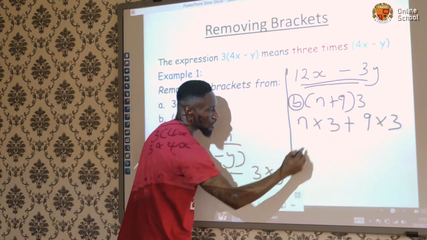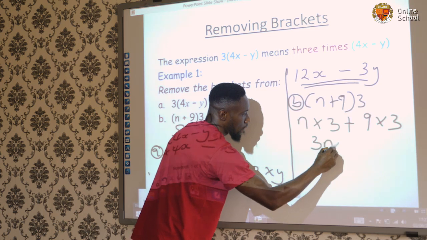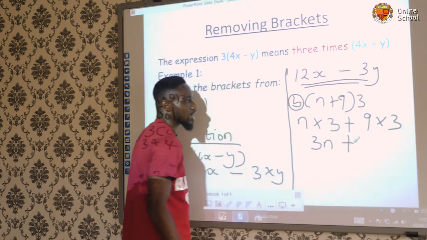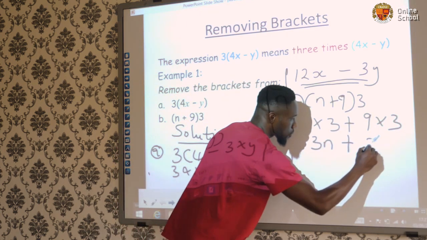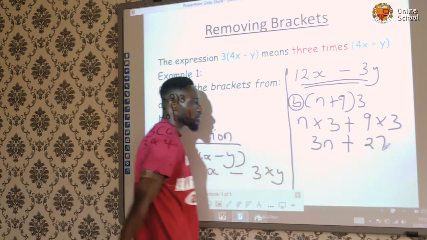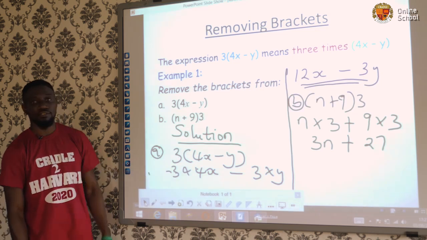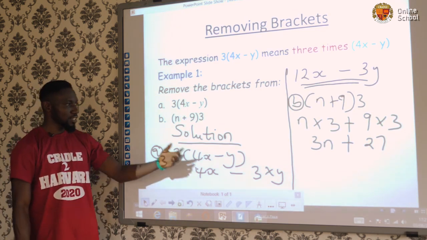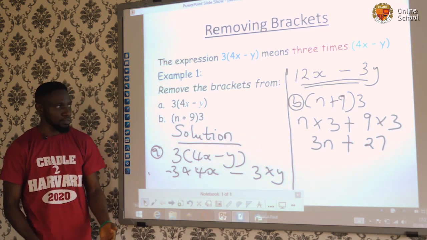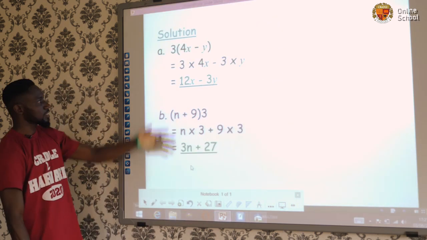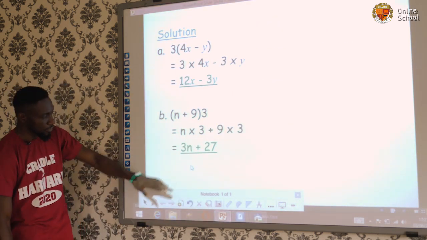n times 3 will give us 3n. Bring our plus sign. 9 times 3 will give us 27. Now if you look at what is on the board, you will see that this is our final answer. Why? Because 3n and 27 are unlike terms. And this is the solution of which I just finished solving.